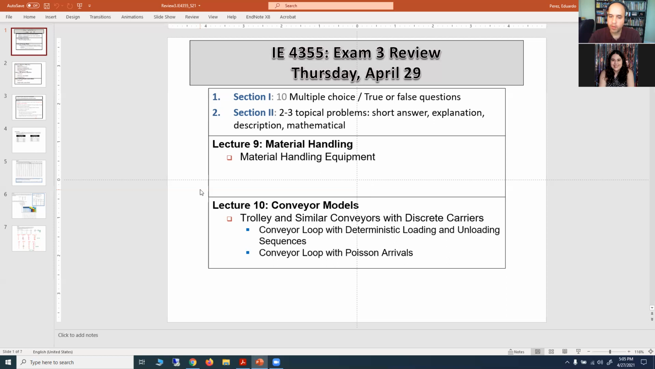So we have two types of problems here. We have a conveyor with deterministic loading and unloading sequences. And then we have a case in which we consider the probability, the uncertainty, with Poisson arrivals. For each type of problem, we discussed a methodology, a heuristic, to address those problems.